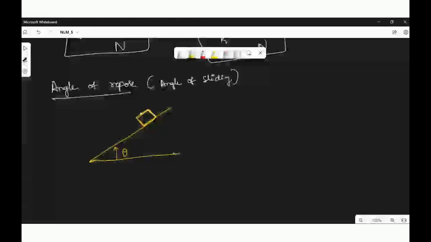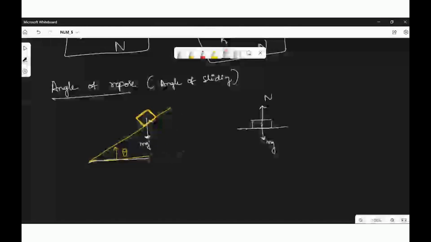Whenever an inclined plane comes, this should be very clear. If I draw an object on the horizontal plane, where will mg be acting? It will always act vertically downward, correct? And your normal reaction must always be perpendicular to the surface. Please remember that. Now on the incline, mg will not act in this direction, because this is not perpendicular to the horizontal surface. It will act in this direction. This is my horizontal reference line, so mg should be perpendicular to the horizontal reference line. Got that logic?